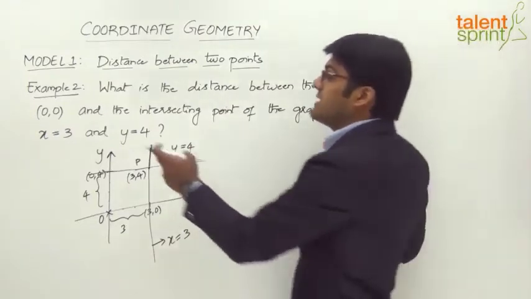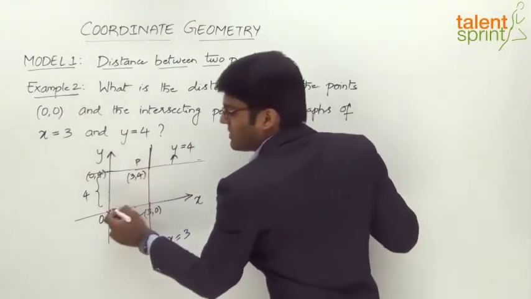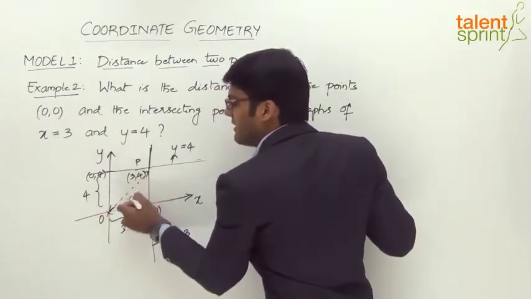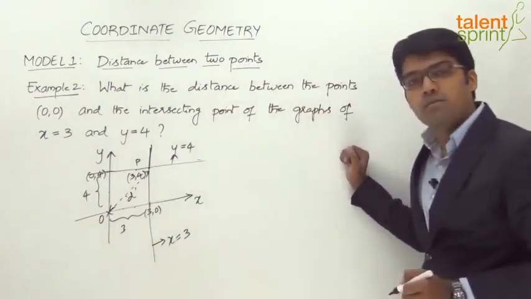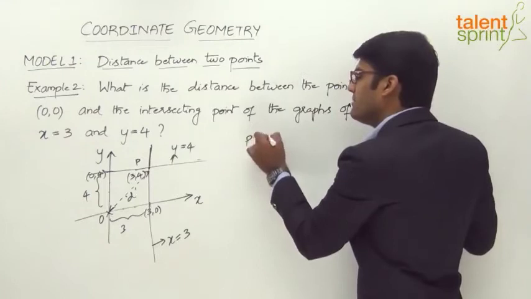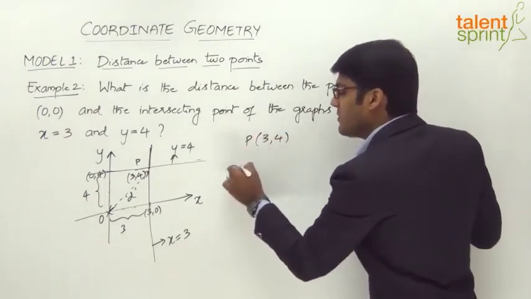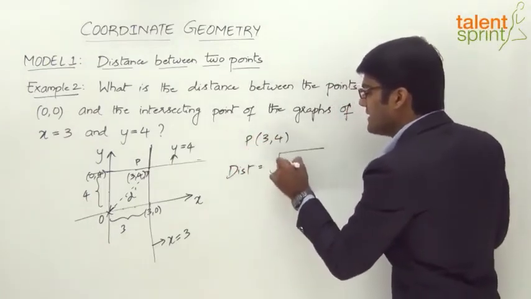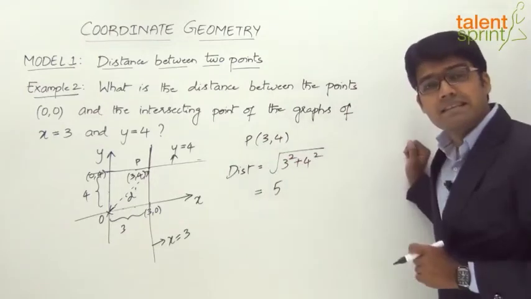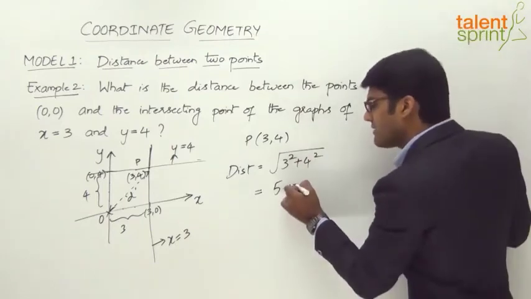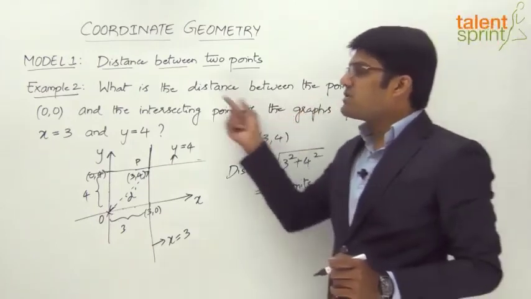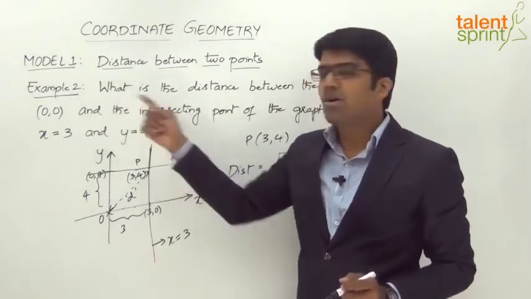Now we need to find out the distance between origin and this point P, which is this distance. Alright, we have to calculate this distance d here. We know that the distance of any point from the origin is simply root over x square plus y square, right? The point here is 3, 4. So what will be the distance from origin? It will be equal to root over 3 squared plus 4 squared, which is 5, right? 9 plus 16 is 25, under root 25 is 5. So 5 units will be the distance of the intersecting point of x equal to 3 and y equal to 4 from the origin O.